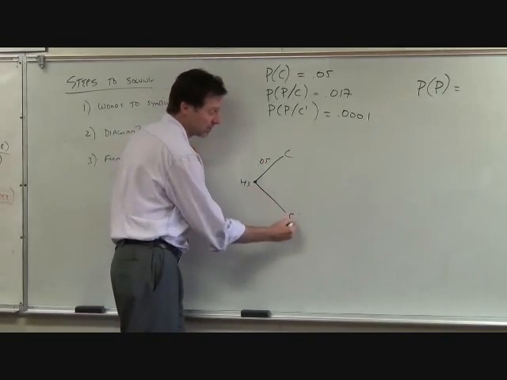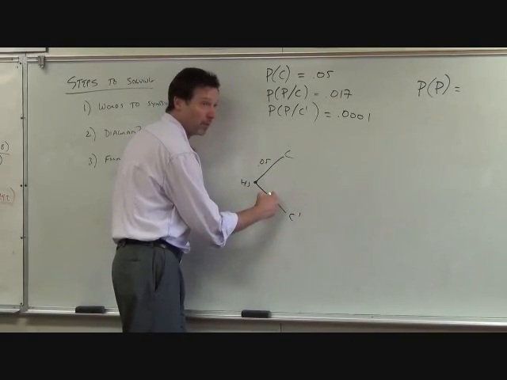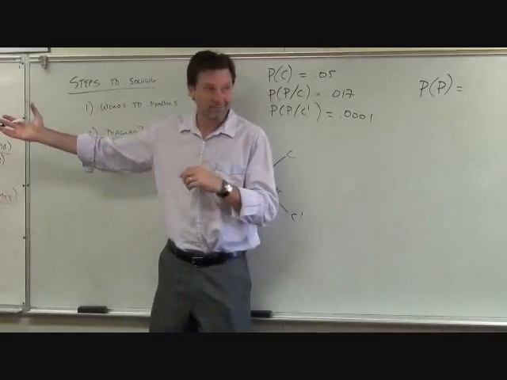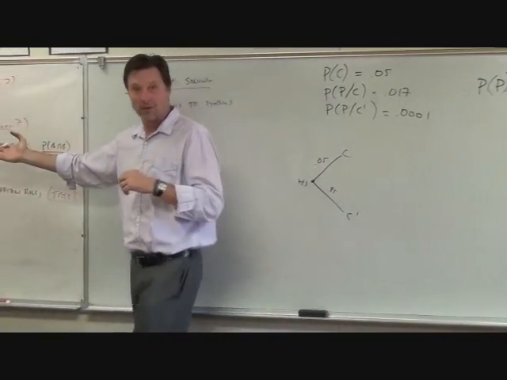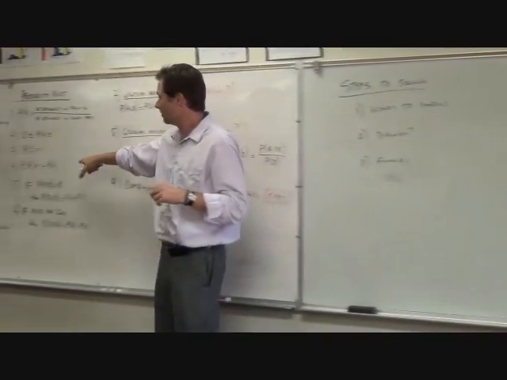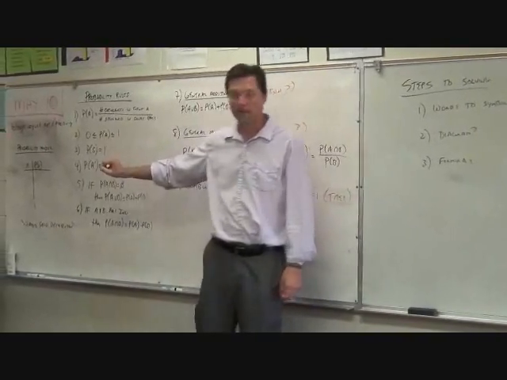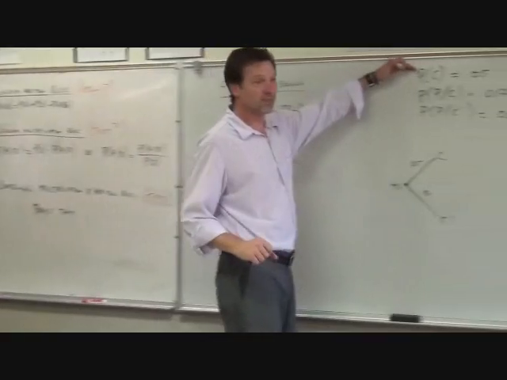What would that be? 0.95. And how'd you get that? Because there's 100% of high school athletes, and only 5% of them go to college, and the other 95% don't. Right, we're using rule number 4, the complement rule. Okay, so that takes us right there.